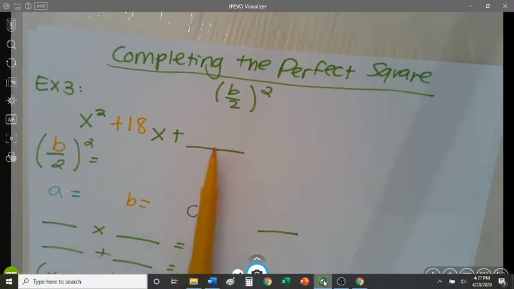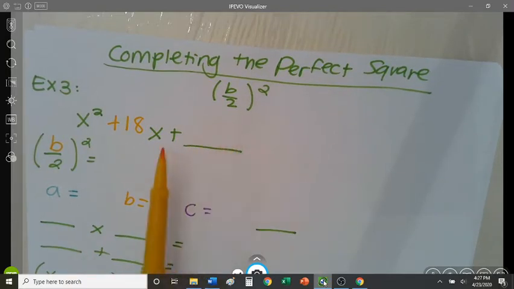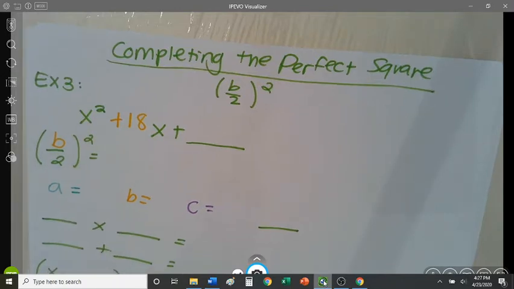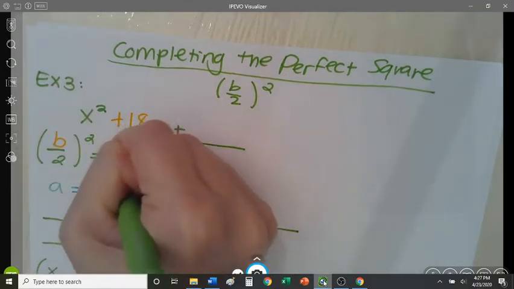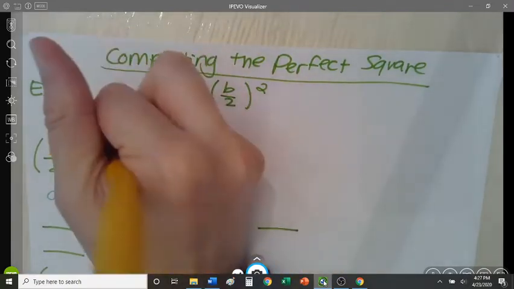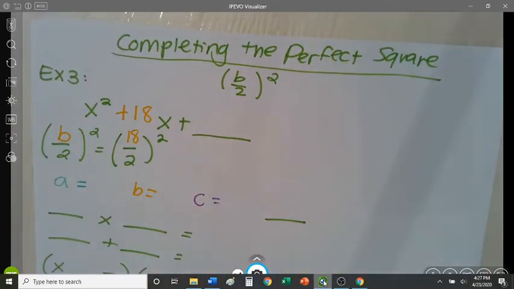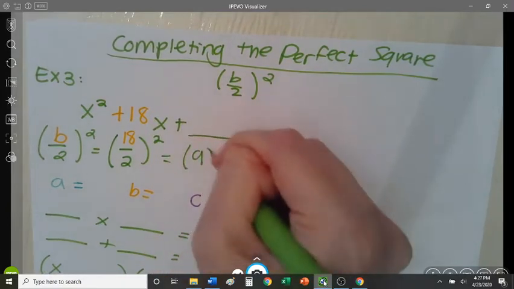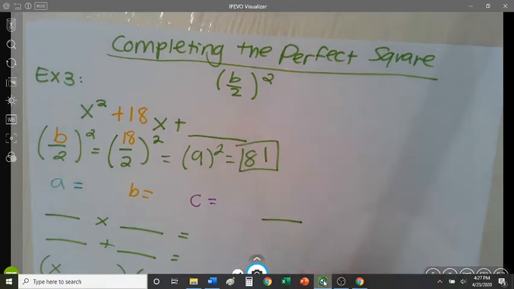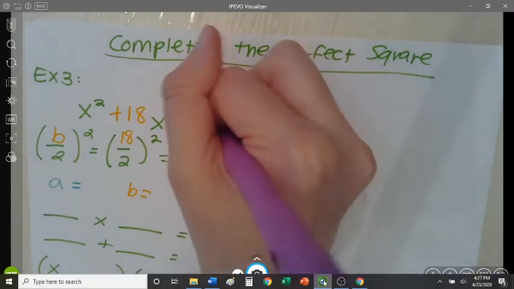So, this is my formula. We're trying to find the magical number that will force this current quadratic to become a perfect square trinomial, which I know is a quadratic because its highest exponent is a 2. Okay, so let's do this b over 2 squared thing. My b term is the number in front of the x, which is 18. 18 over 2 is 9. And 9 squared equals 81. Yay, so the magical number that will make this a perfect square trinomial is 81. So I'm going to write this as 81.